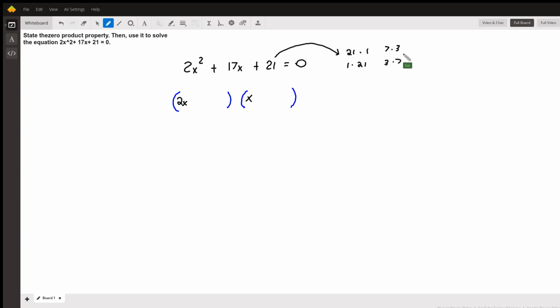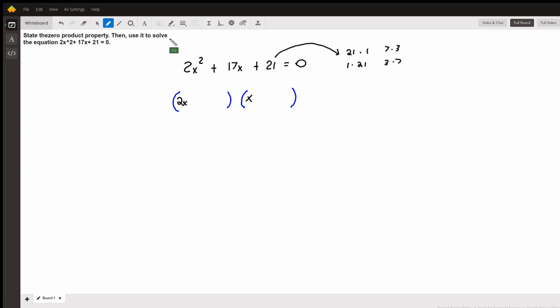Now, I switched the order of the factors because since our leading coefficient is not 1, it's going to create a different setup. Pretend 21 and 1 were our factors: 2x plus 21 times x plus 1 is very different from 2x plus 1 times x plus 21. So that's why you have to switch the factors.